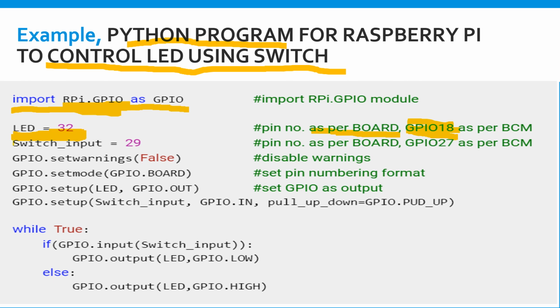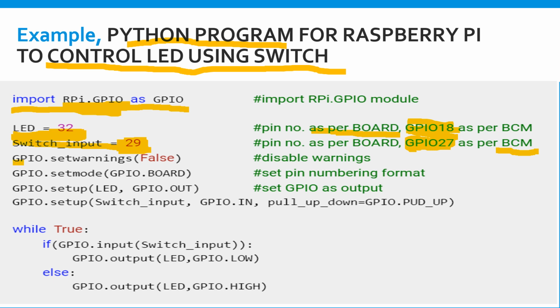Now this switch is connected to pin number 29. Again, this 29 number is as per board, that is, it is a physical pin number. If I want to use GPIO pin number instead of physical pin number, then I have to use the number 27, because physical pin number 29 is nothing but GPIO 27 as per BCM. So we are using two pins as per board, 32 and 29.